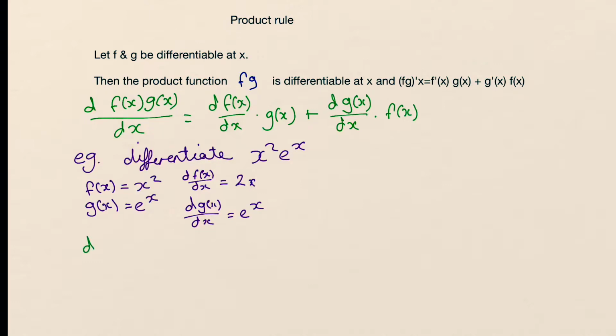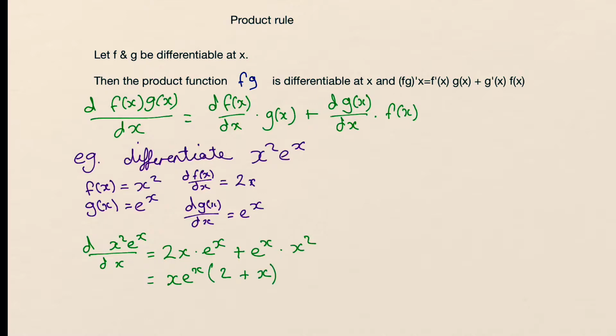So the derivative of x squared e to the x with respect to x is equal to 2x lots of e to the x plus e to the x lots of x squared. And to simplify that, we can take out a factor of x e to the x, which leaves us with (2 plus x) lots of x e to the x. And that is the derivative.